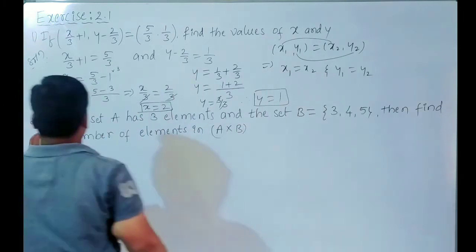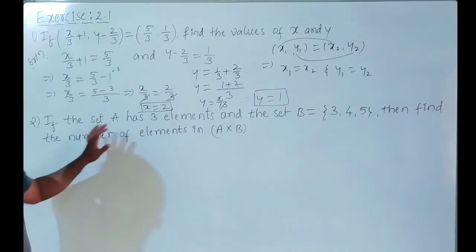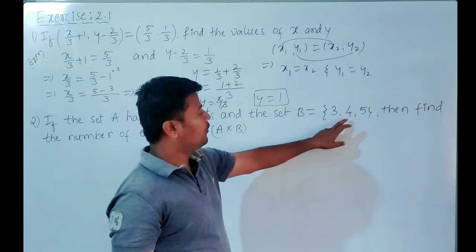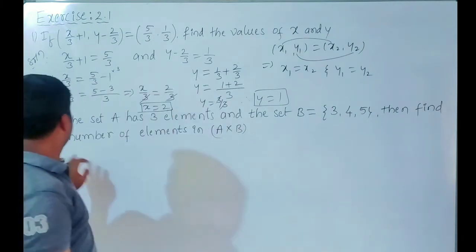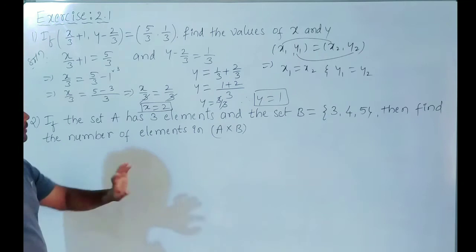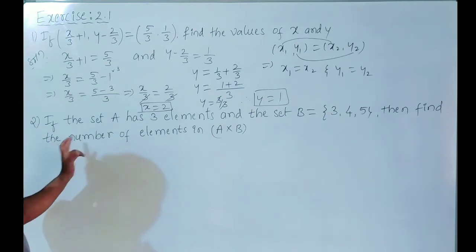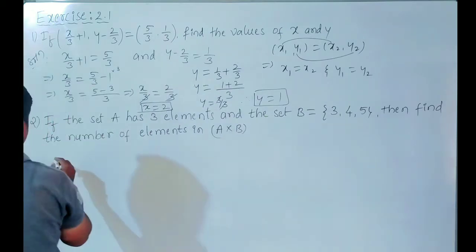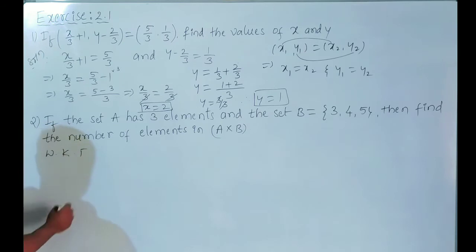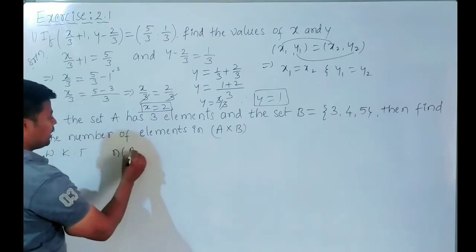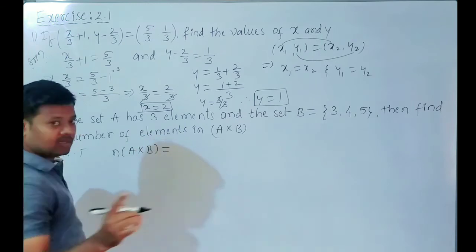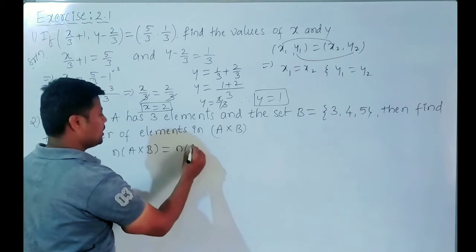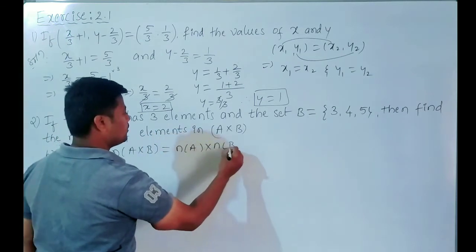Second one. If a set A has 3 elements and the set B equals 3, 4, 5, then find the number of elements in A cross B. Here we have to find the number of elements in A cross B. We already know the formula. Solution: we know that n of A cross B equals n of A into n of B, as I told in yesterday's class.